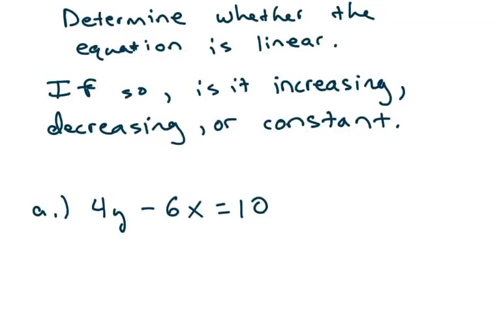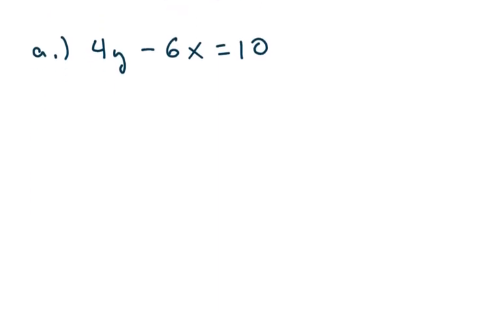Okay, let's determine whether the equation is linear. If so, is it increasing, decreasing, or constant? So we're going to start with 4y minus 6x equals 10. And we're going to first decide if it's linear or not. So how do you tell if it's linear?